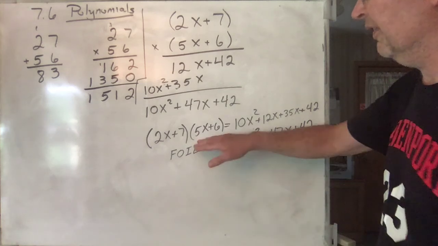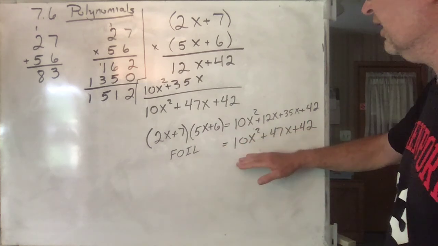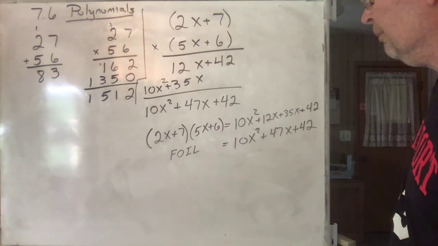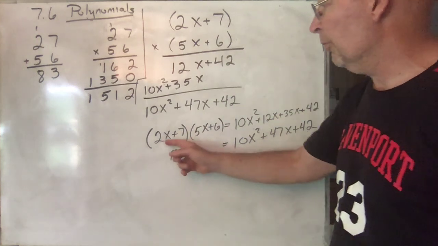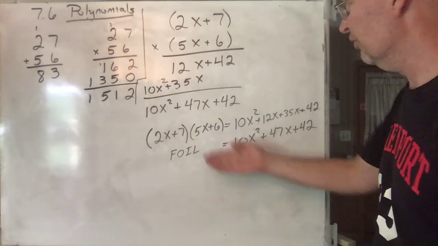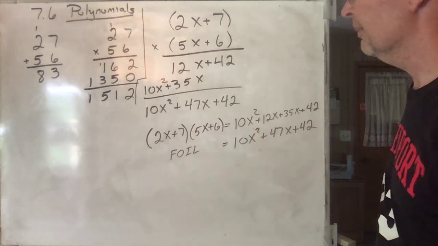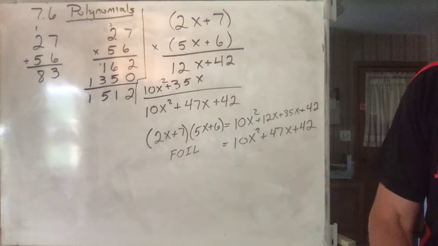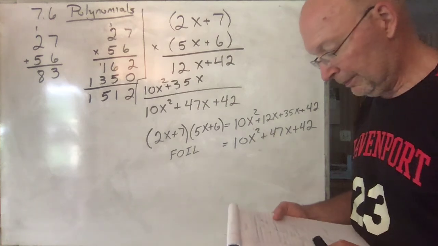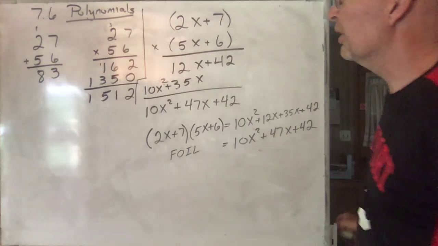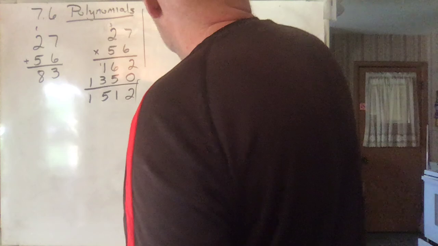So it doesn't matter if you want to do it this way, you can. If you want to do it this way, you can. Basically, you just have to multiply everything in here by everything in here, and you just want to make sure you do them all. So you got it. Okay? So that's what it means to multiply. Okay, let's do a couple more like this, just for practice.